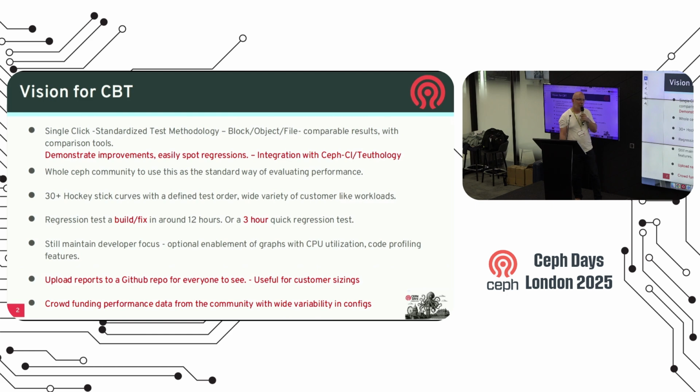By sharing performance data across the community and uploading it to a GitHub repo, this could be useful for crowdsourcing performance data from across the community. So we could all share performance data and all help each other sell Ceph.